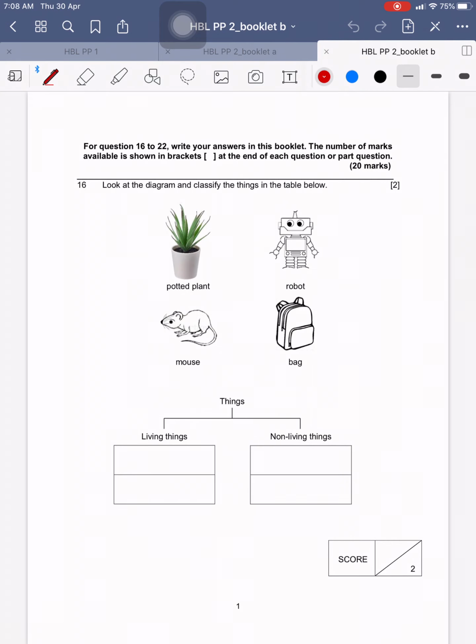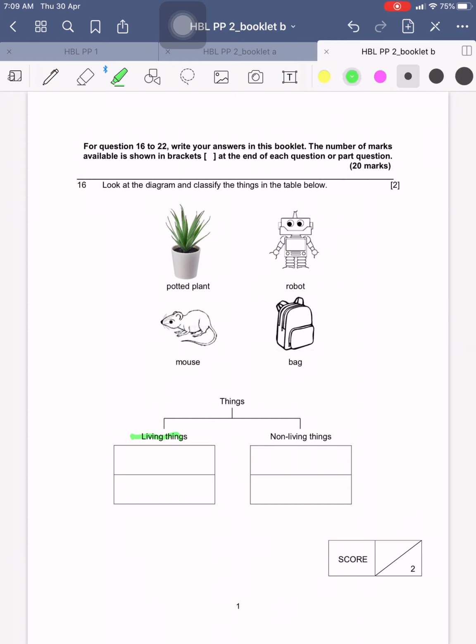Alright students, now we'll be going through section B for HBL practice paper 2. Now question 16, look at the diagram and classify the things in the table below. So we are classifying the things into two groups, living things and also non-living things.